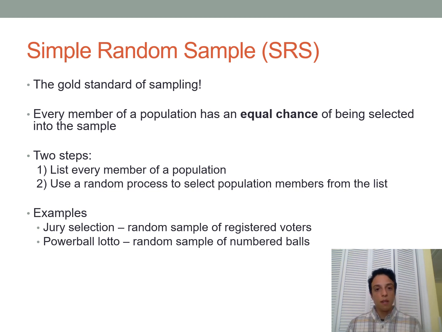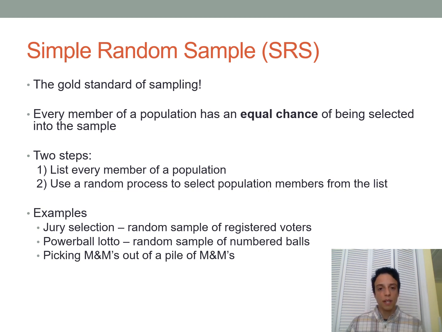Powerball Lotto, another example of a simple random sample. So they've got that big ball full of balls that turns around and turns all the balls around, and then spits out a random sample of numbered balls. And this is a simple random sample where your population is the total set of balls in your big ball of balls, and the random sample are the 6 balls that actually get spit out to come up with that lotto number.